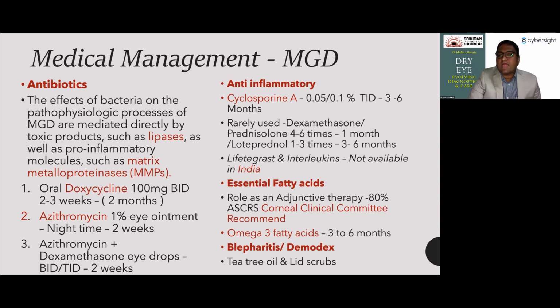When it comes to anti-inflammatory drugs, we should always prefer steroid-sparing drugs like cyclosporine or tacrolimus. Rarely, when they are not controlled with these drugs, you can use dexamethasone, prednisolone, or loteprednol, closely monitoring the IOP and titrating the drugs accordingly. In Western countries, they also use lifitegrast and interleukins, which are not available in our country.